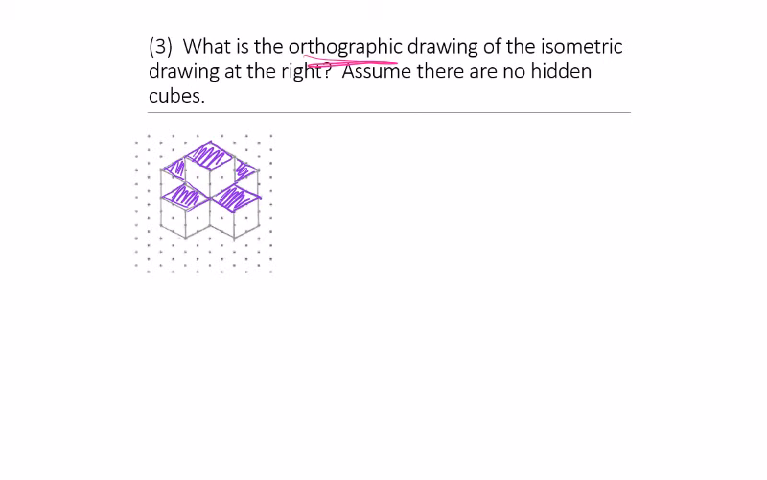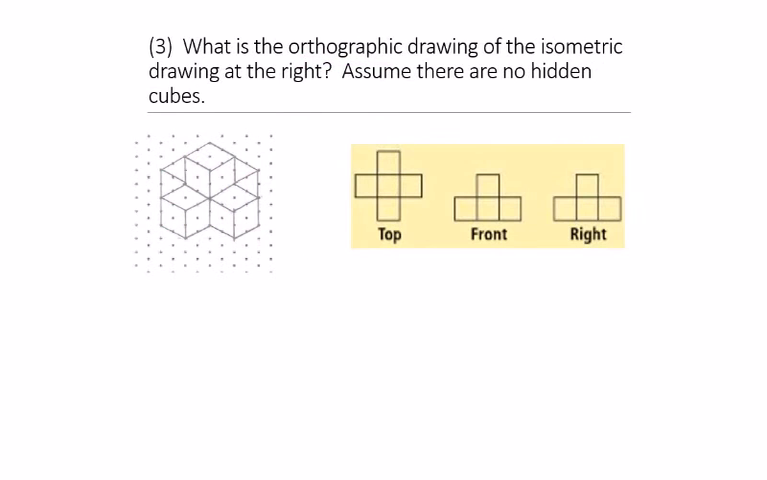Then maybe the left facing faces. So it would be these ones here, right? Okay, and then maybe the right facing. And so this gives me an idea of all the different sides, right? So that now I can draw this.